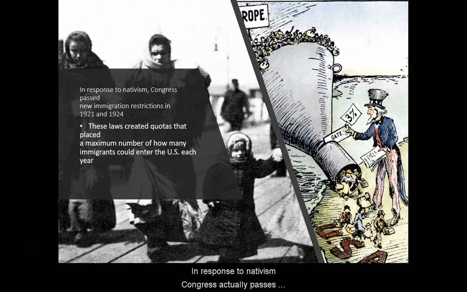In response to nativism, Congress actually passes new immigration restrictions in both 1921 and 1924. And these laws create quotas or limits that place maximum numbers of how many immigrants from each country are allowed to enter the United States each year. Under these quotas, we get things such as the Emergency Quota Act, which restricted the number of immigrants admitted from any country annually to 3% of the number of residents from that same country living in the United States as of the 1910 census. So they were basing the amount of people that would be allowed in on the number of people who were already living here over 10 years prior.